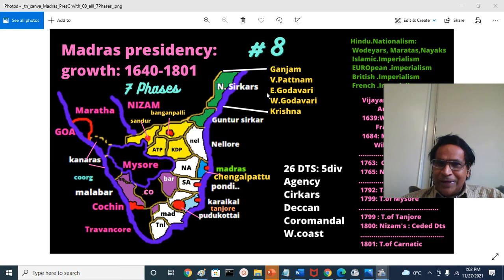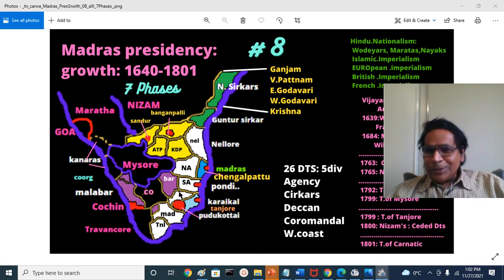These 5 divisions are the Agency division, then the Circar division. The Agency division, the green part, and Circar. Agency will be somewhere here. And then we have the Deccan division, yellow, or Ceded districts, or Rayalaseema districts, Telugu speaking districts. Then we have the Coromandel division, predominantly Tamil speaking districts. Here I also show the Nellore region, that was Carnatic Nawabi, later moved to the Circar area. Coromandel or Cholamandal division.